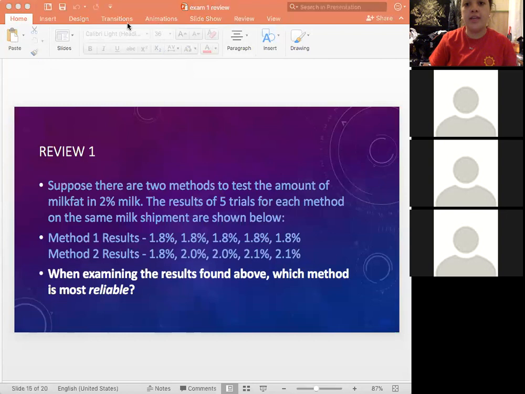Okay, so remember, we want to keep in mind that when something's reliable, that means it's going to be consistent. So our answer is going to be method one, because these numbers are the most consistent out of all of them. As you see, for each different trial, they got the same number. So that means it's going to be a reliable study. For method two, they got different numbers every time. They're still close, but between them, we'd say that method one is the most reliable because they got the same number on each of them. Does that make sense why method one would be our answer?